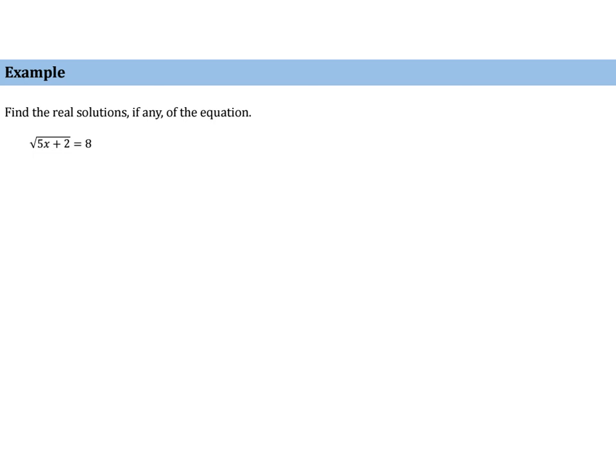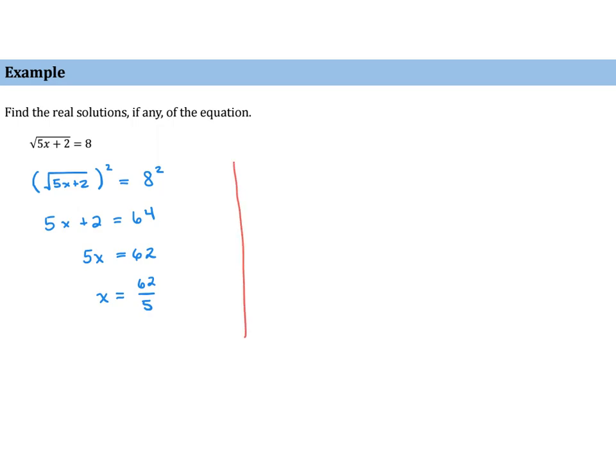Here the radical is already isolated. So let's undo the radical by squaring both sides. We're going to take the square root of 5x plus 2, square it, and square the 8. Now the square will undo that radical, and we have 5x plus 2 equals 64. Let's subtract 2 from both sides, and then divide both sides by 5. So our answer appears to be 62/5.